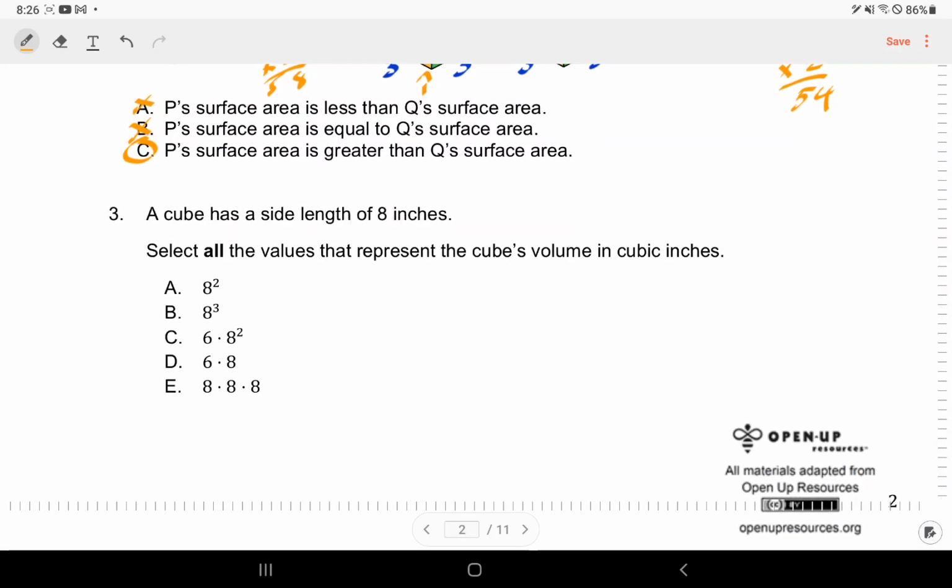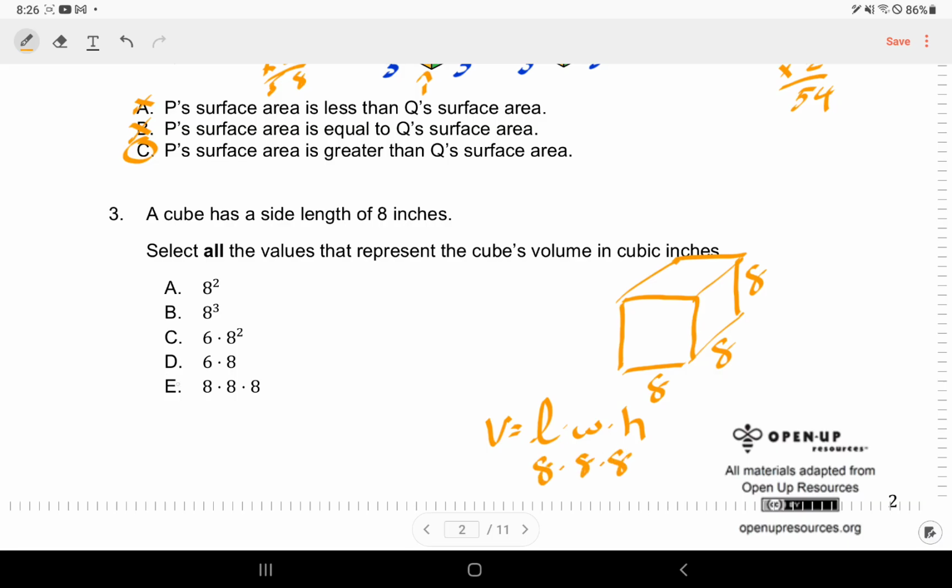All right, so number 3. A cube has side lengths of 8 inches. Select all values that represent the cube's volume in inches. Well, so we've got a cube. And so that's 8, 8, and 8. And volume is length times width times height. So that's 8 times 8 times 8. Well, that's choice E.